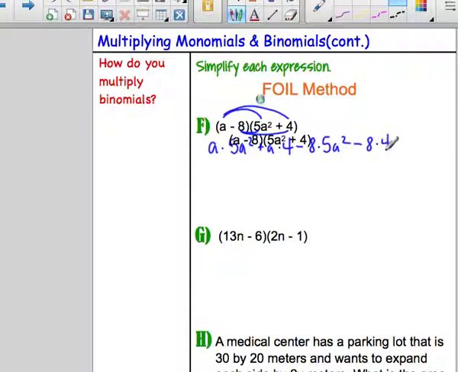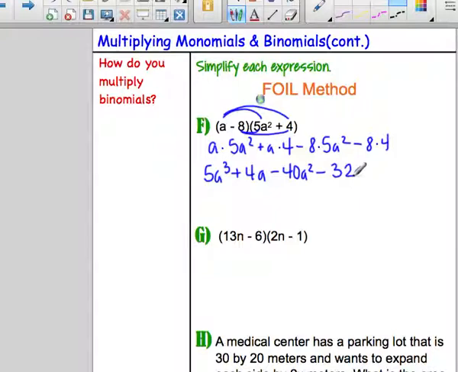So then we go ahead and multiply, and we have a times 5a squared. Let me go ahead and undo this duplication that it decided to do. A times 5a squared is 5a to the third. A times 4 is 4a. Minus, put the minus sign in there. 8 times 5a squared is 40a squared. And the minus sign. 8 times 4 is 32.